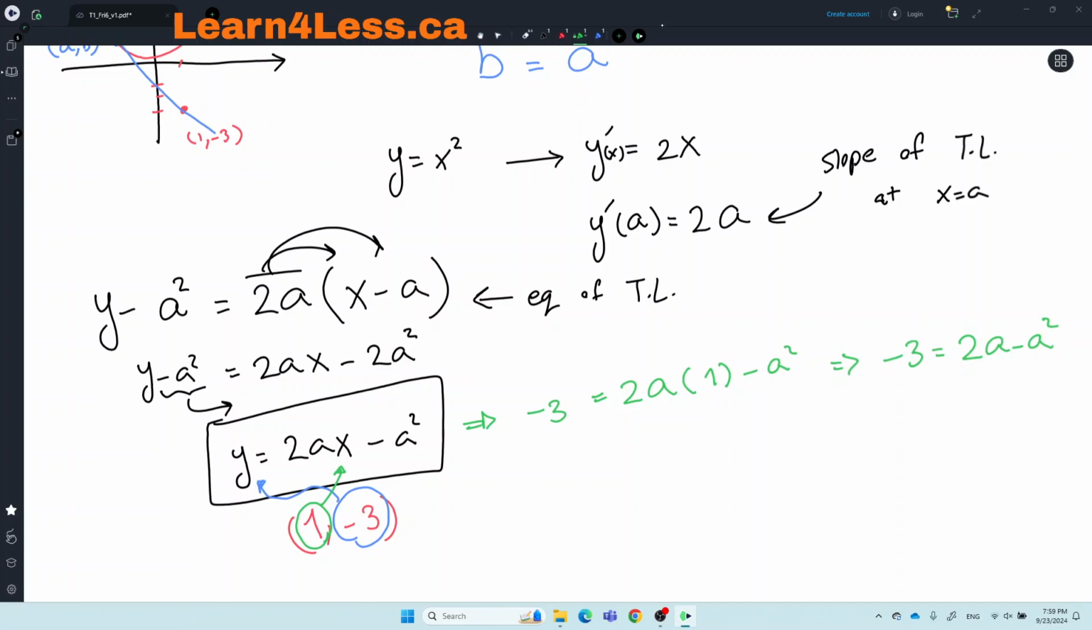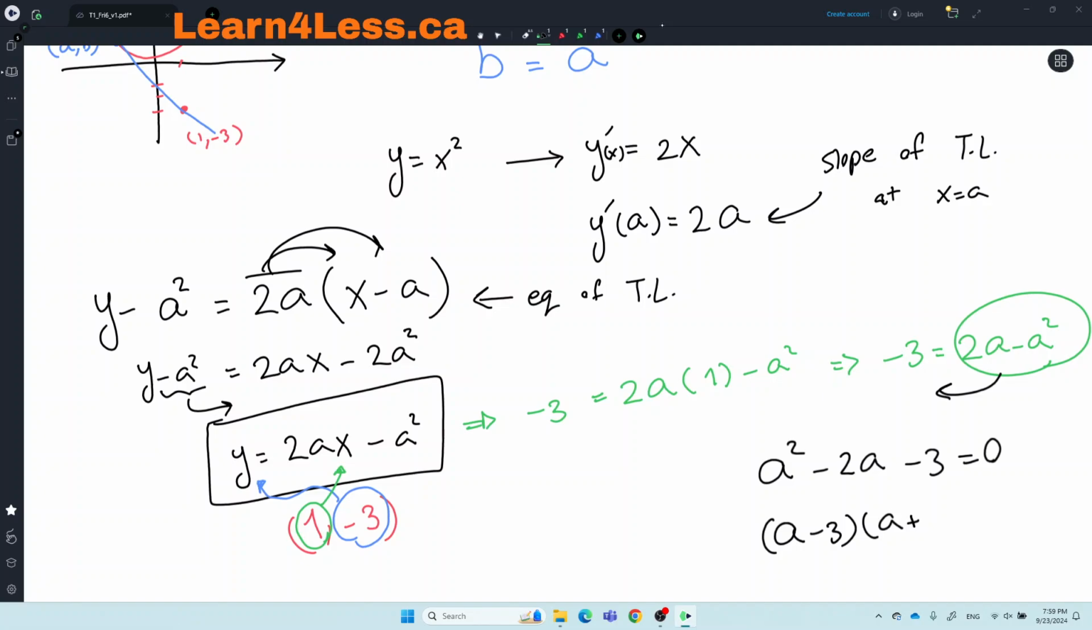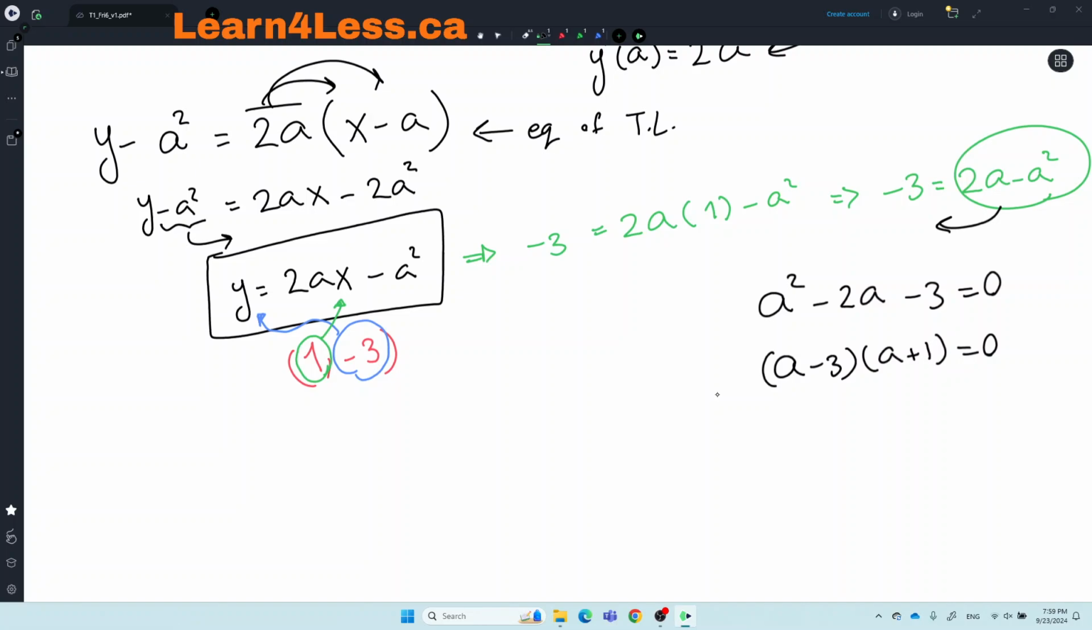So let's do that. Let's just move everything to the other side, so we make a quadratic equation. So we have a squared minus 2a minus 3 equal to 0. Actually, it's an easy function to be factored. So we have a minus 3 and a plus 1 equal to 0. So a has two values. Either a is equal to 3, or from this bracket, a is equal to negative 1.